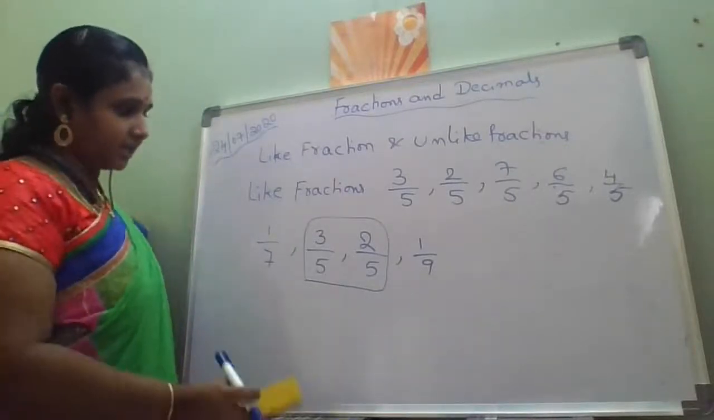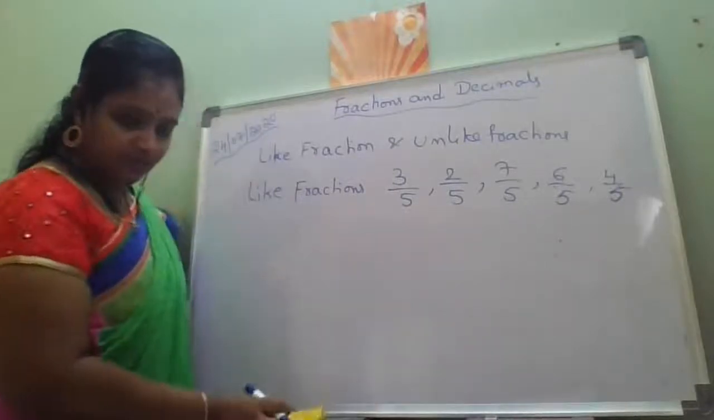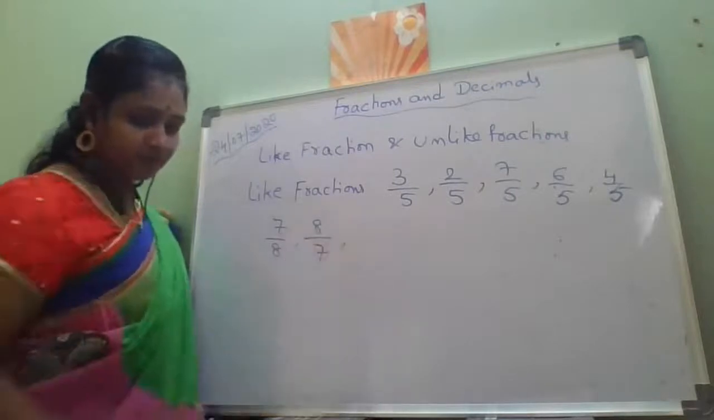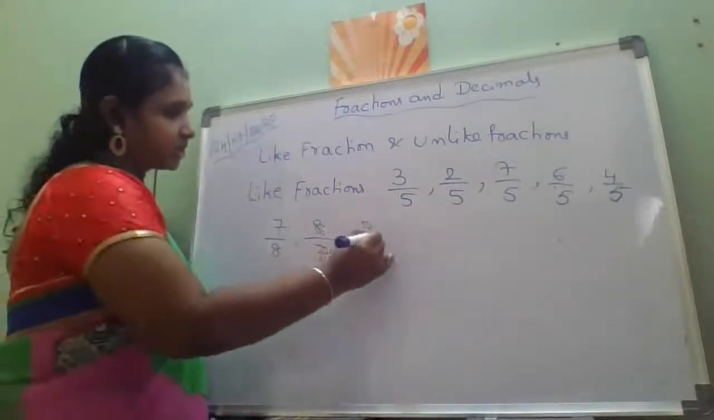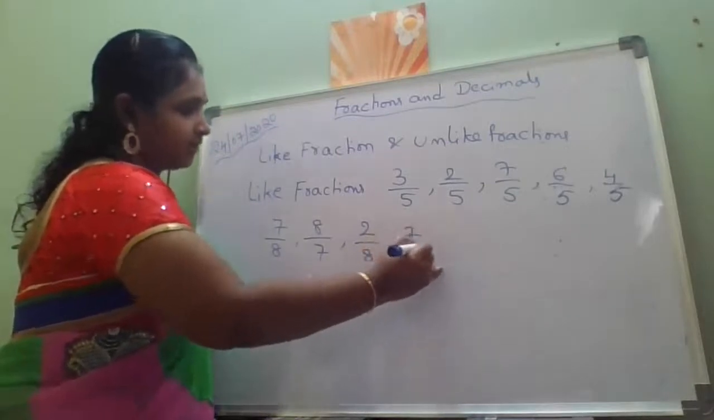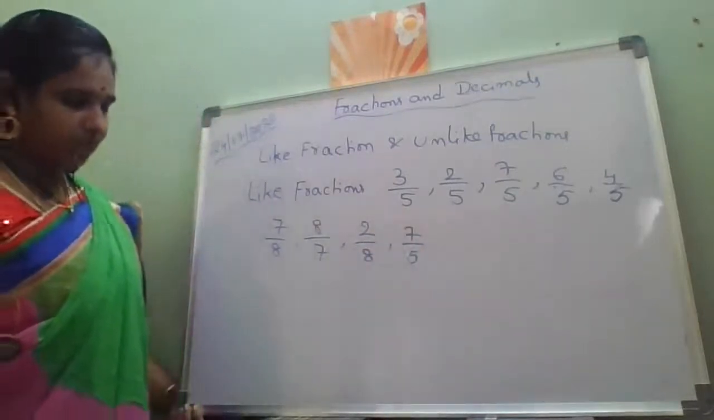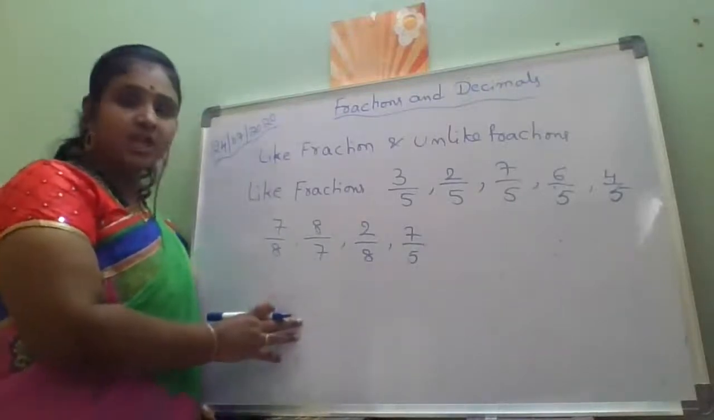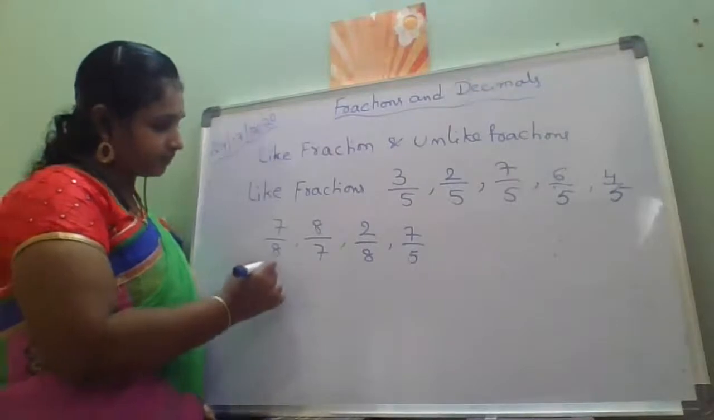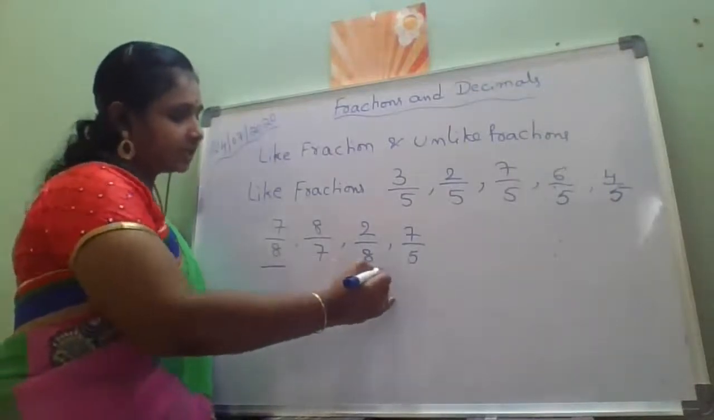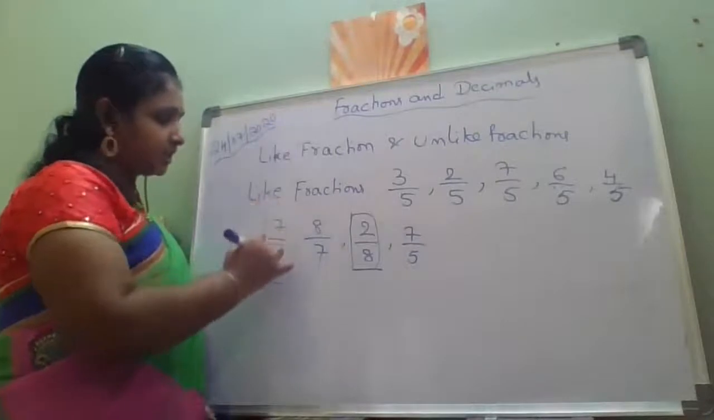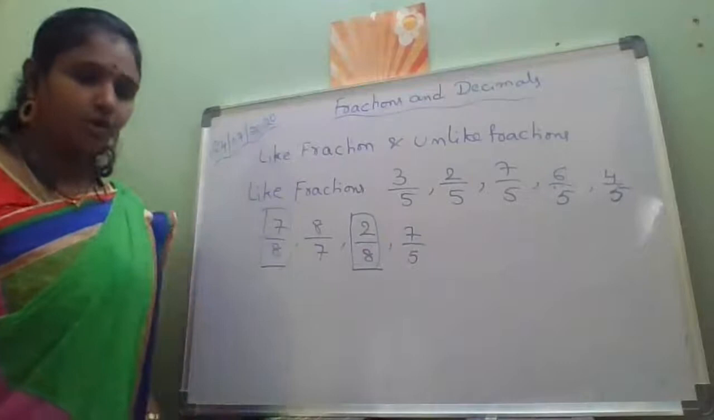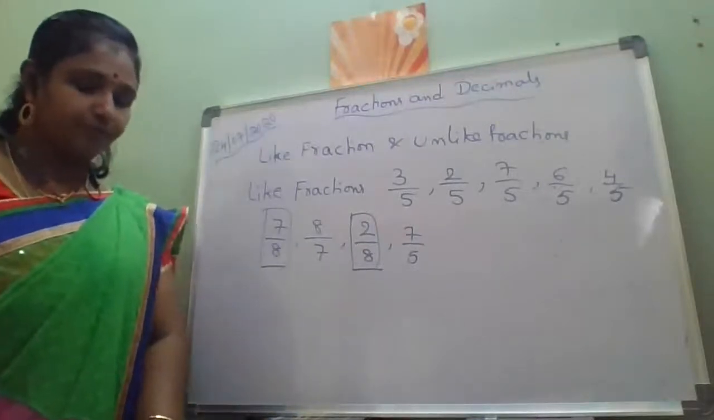Next one more set like that: 7 by 8, 8 by 7, 2 by 8, 7 by 5. Okay. So in these, which fractions are like fractions? 7 by 8, 2 by 8. These two are like fractions. Okay.